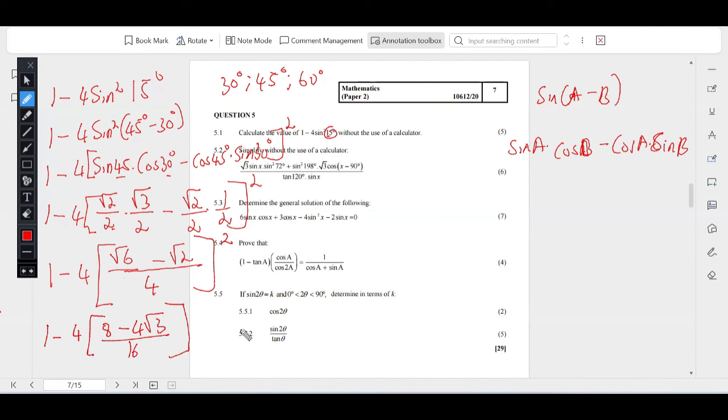And then at this point now, you can try to multiply inside with the 4. If you multiply inside with the 4, this is going to give you 1 minus 8 minus 4 root 3 over 4. Now, you do understand that the 4 here will be dividing the 16 here. So 4 goes how many times into 16? 4 times. That's why we have a 4 here.